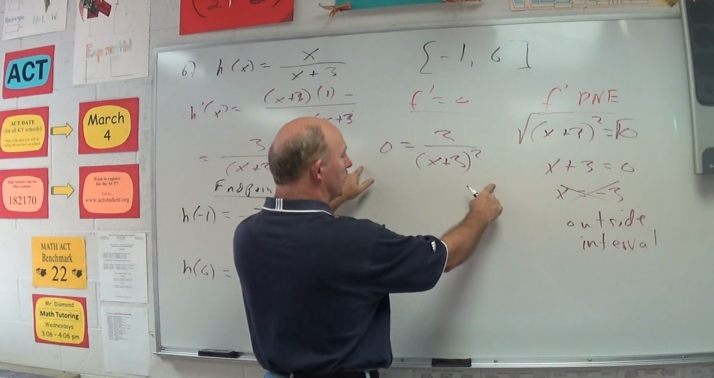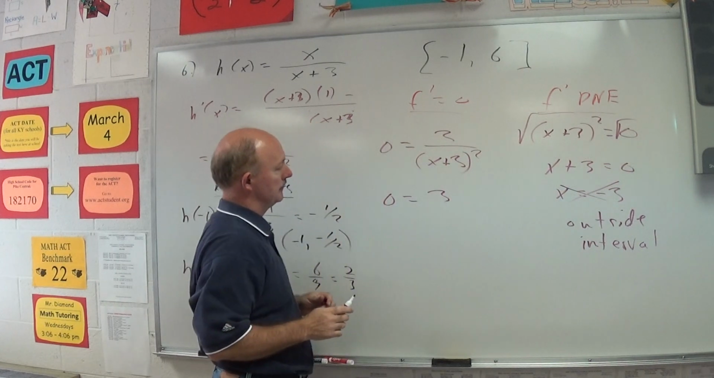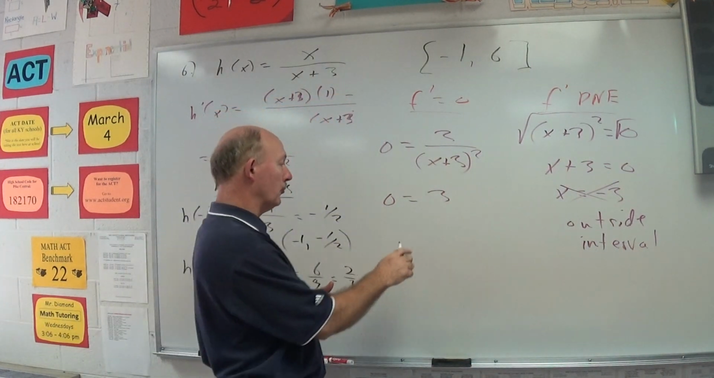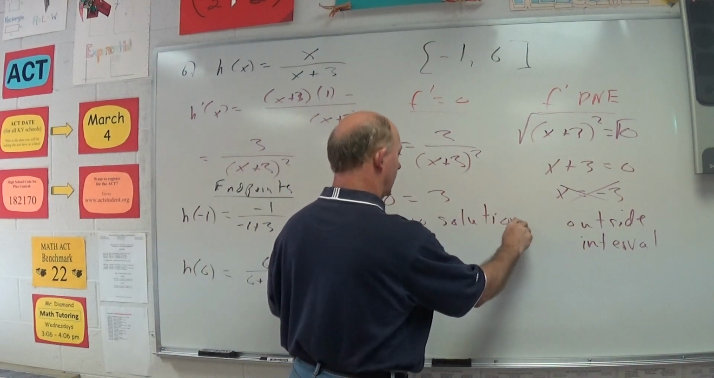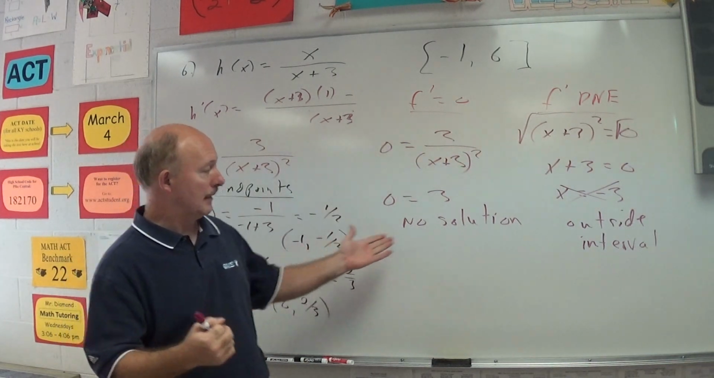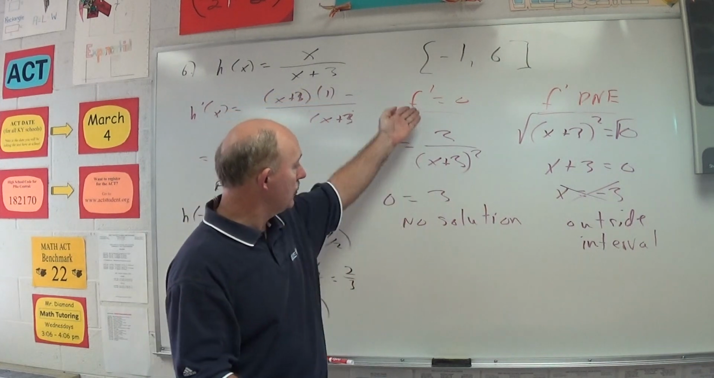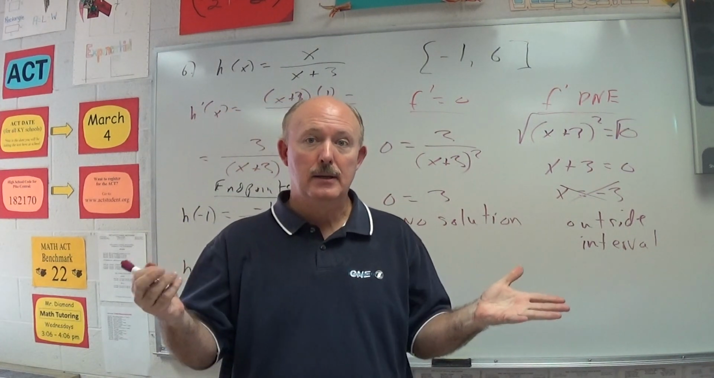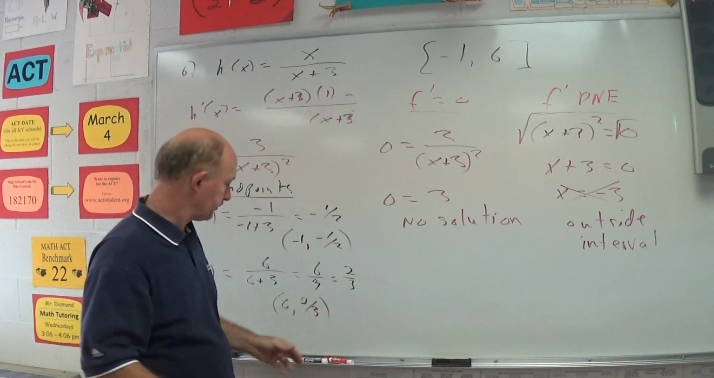Now, multiplying x plus 3 squared to both sides gives us 0 equals 3. Now, here's another problem. 0 equals 3, there's no solution for this one, so no solution. That tells us that the negative 3 is outside the interval, we don't have to worry about it, and there's no solution where the derivative is equal to 0 on this particular interval. So there are no critical numbers we have to worry about with this problem.